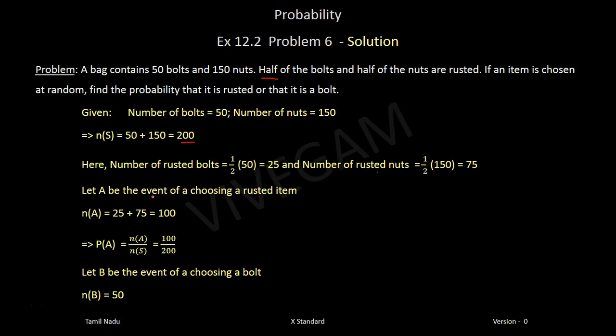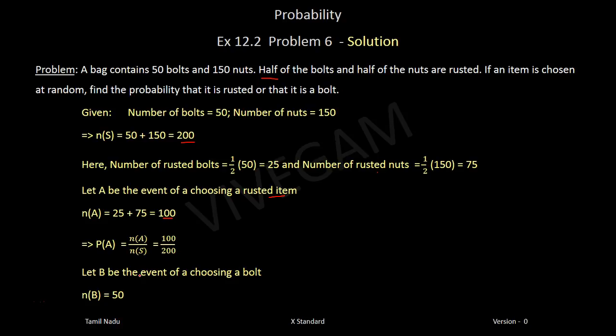Next, let A be the event of choosing a rusted item. So, rusted item means what? It can be a rusted bolt or a rusted nut. So, how many items are there? For A, you have rusted bolt is 25, rusted nut is 75. So totally n of A is 100. What is the probability of A? N of A divided by N of S. N of A is 100, N of S is 200. So, it is 100 by 200. Don't simplify this because you will be getting everything in terms of divided by 200, right? Probability of B, probability of A intersection B, and finally, you can simplify it.